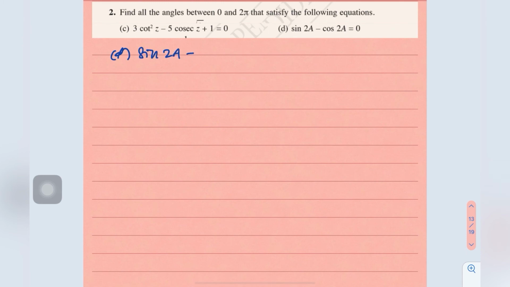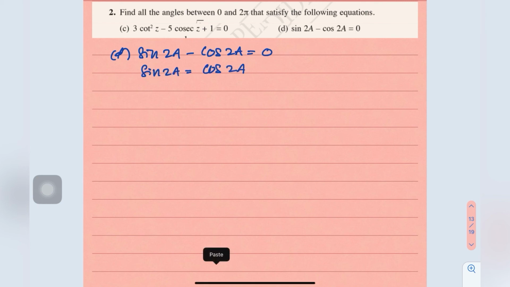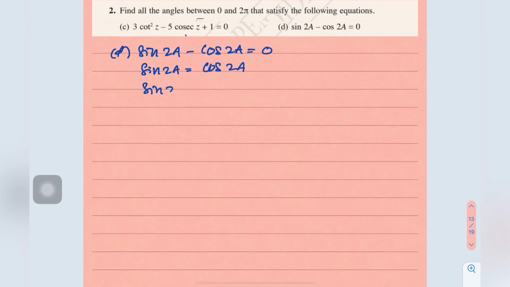Next, sine 2a minus cos 2a equals 0. So sine 2a equals cos 2a. We know that the relation between sine and cos is tangent. So sine 2a over cos 2a equals 1. Sine over cos is tangent, so tangent 2a equals 1. So we can find the values of the angle 2a.